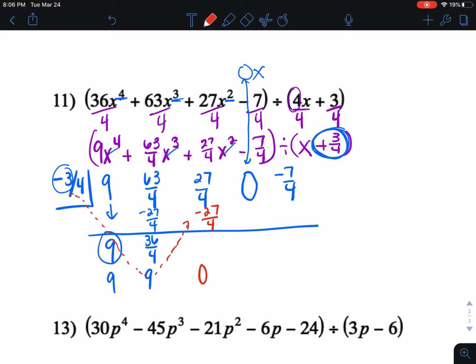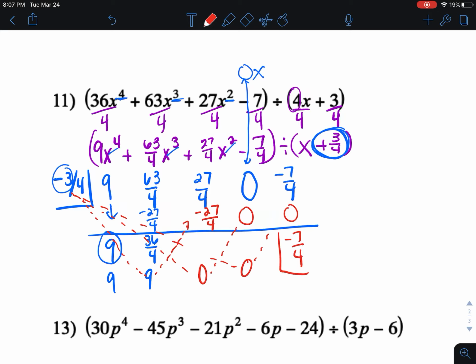So that's always nice. We always like when we get zeros because that makes things kind of easier. All right, so then when we take 3/4 times 0, that's going to give us 0. Add straight down gives us 0. And then again, 3/4 times 0 gives me 0. And then we're left with a remainder of negative 7/4. Okay, and we'll deal with that.